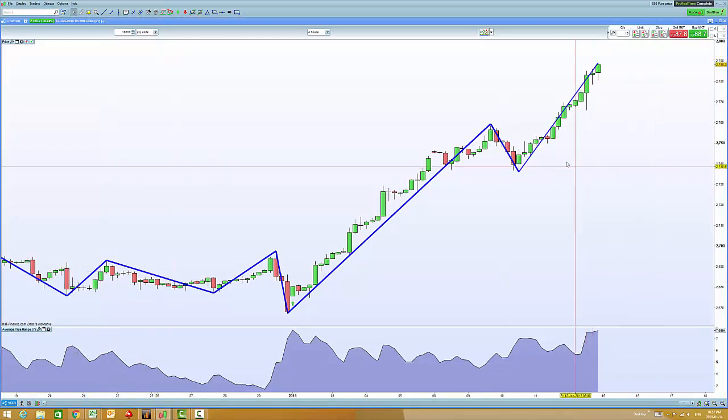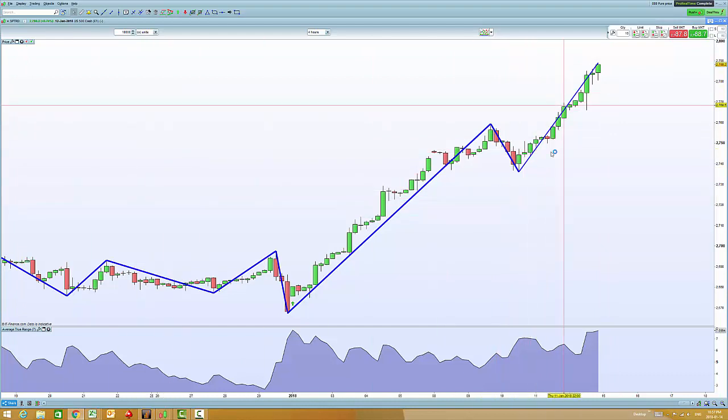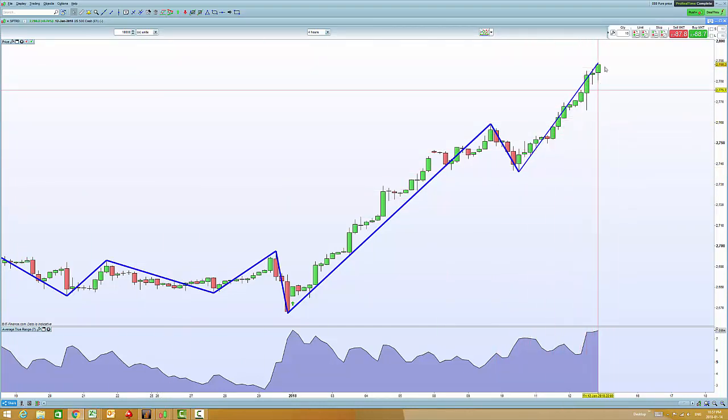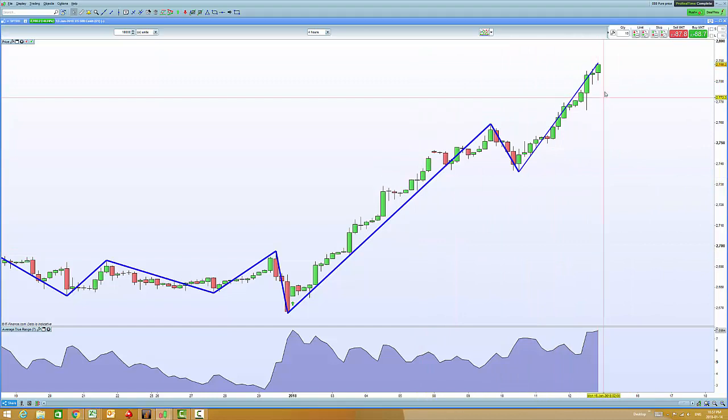That's the 4-hour chart of the S&P in the US, and we can see things are still looking very, very strong over there. The market's continuing to push to the upside, putting in higher highs and higher closes on a lot of individual 4-hour candles. So very strong momentum to the upside over there.